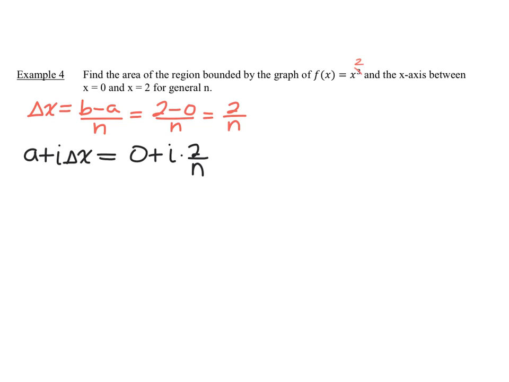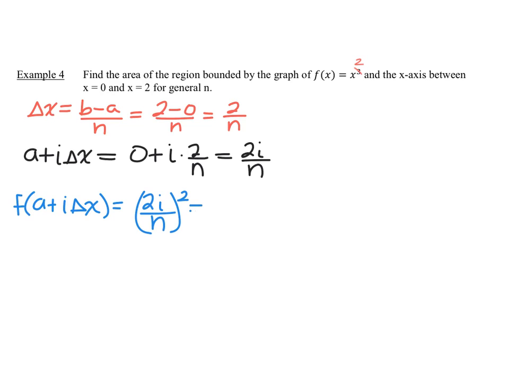All right, next up is to evaluate the function. And I might as well simplify that: 2i over n. Evaluate the function. It's y equals x squared, so square this. I'm just squaring my a plus i delta x. Then I have to multiply that by delta x, and that'll give me the area of any arbitrary rectangle under the curve.